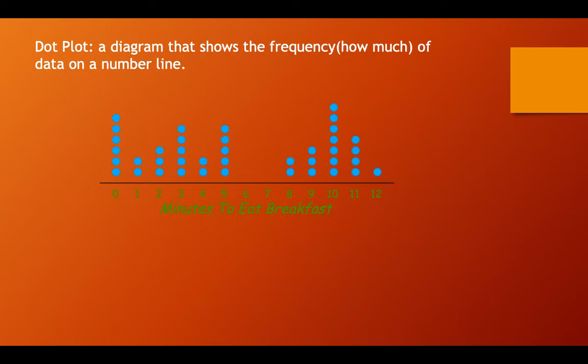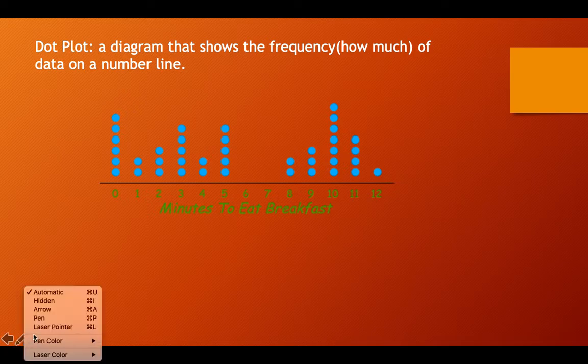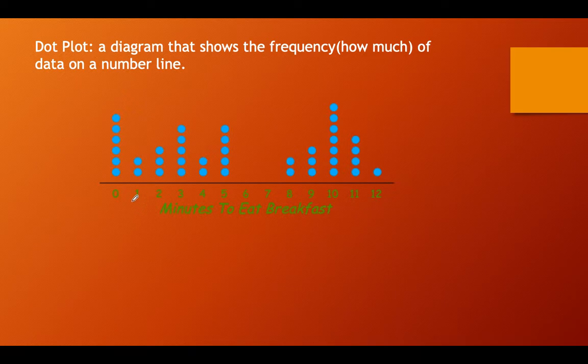A dot plot is a diagram that shows the frequency, or how much of a data, occurs on a number line. So if you see here, maybe hypothetically I took a survey and I asked you guys how many minutes do you spend eating breakfast? There are 6 students who said they don't spend any minutes eating breakfast. So these 6 dots represent that there's 6 people who picked 0. So 6 spend 0 minutes, and I'll abbreviate.